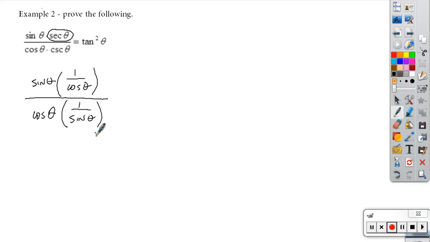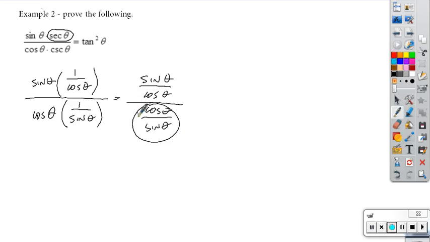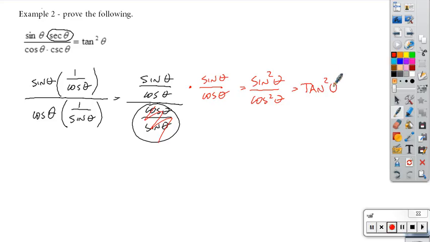I can simplify these. Sine times 1 is sine. So I get sine over 1, or sine theta over cosine theta. And on the bottom I'm going to get cosine theta over sine theta. Again, it's bad algebra to divide by a fraction. So instead of dividing by that fraction, I'm going to multiply by its reciprocal, which will be sine over cosine. When I do that, sine times sine is sine squared, cosine times cosine is cosine squared. By definition, sine over cosine is tangent, so this is tangent squared, which is what I was out for.